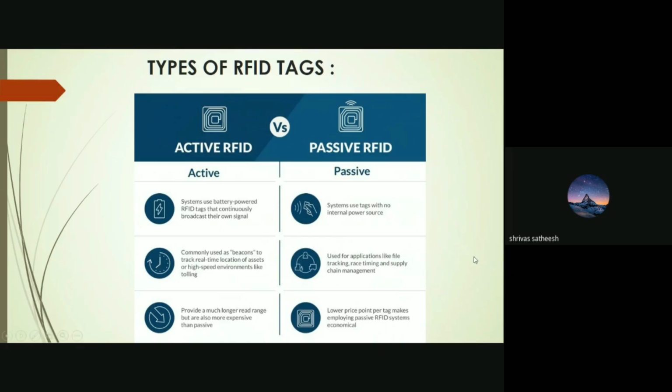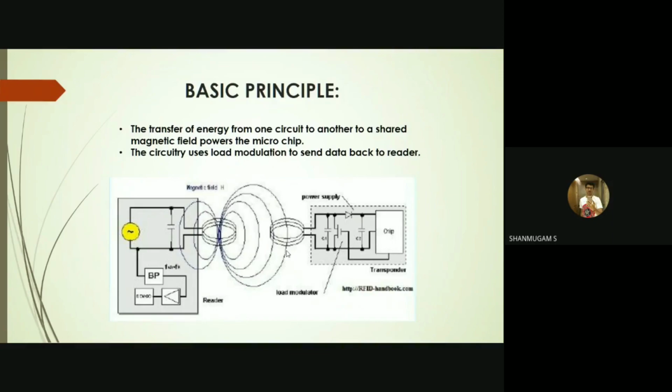I'm Shanmugam, explaining the basic principle of how the RFID module works. The transfer of energy from one circuit to another through a shared magnetic field powers the microchip. The microchip gets its power from the magnetic field. This circuitry uses load modulation to send data back to the reader. This is the basic principle behind it.